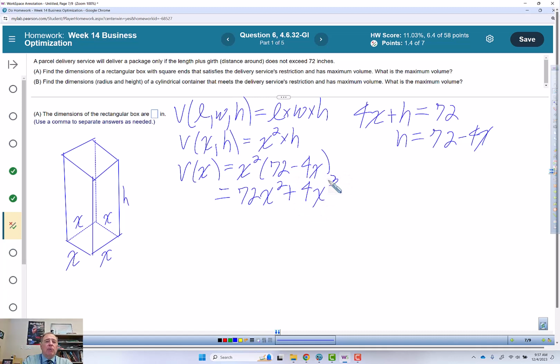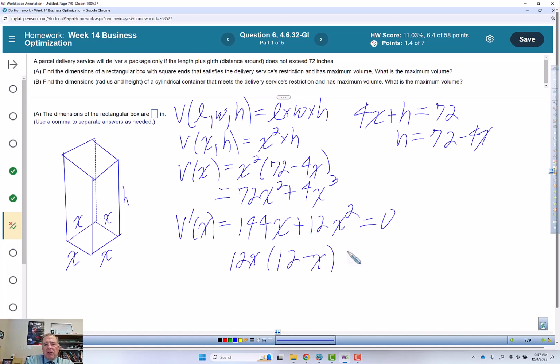In calculus, if I want to maximize or minimize something that I have a function for, I'm going to take the derivative, set it equal to 0, and solve for x. So V prime of x is 144x minus 12x squared. I'm going to set that equal to 0. I can factor out a 12x from both of these terms. So 12x times 12 minus x equals 0. By the zero product principle, either x equals 0 or x equals 12. So I know that x equals 12.